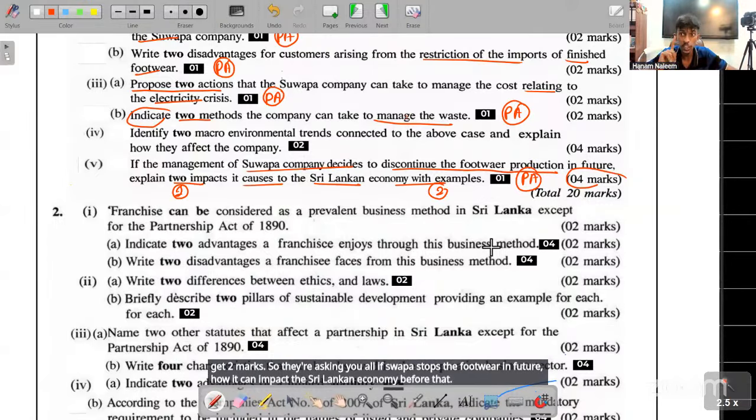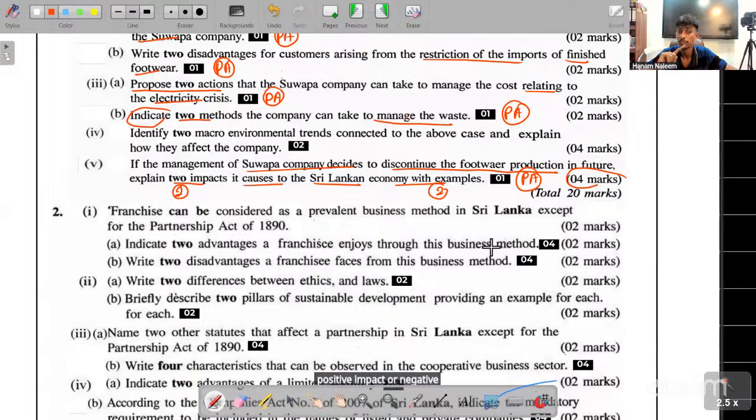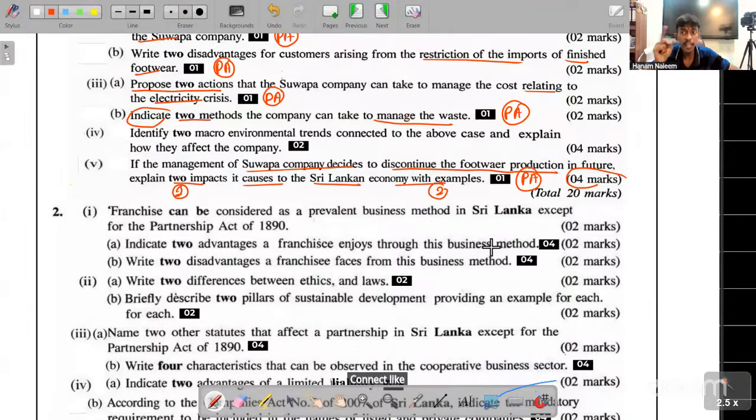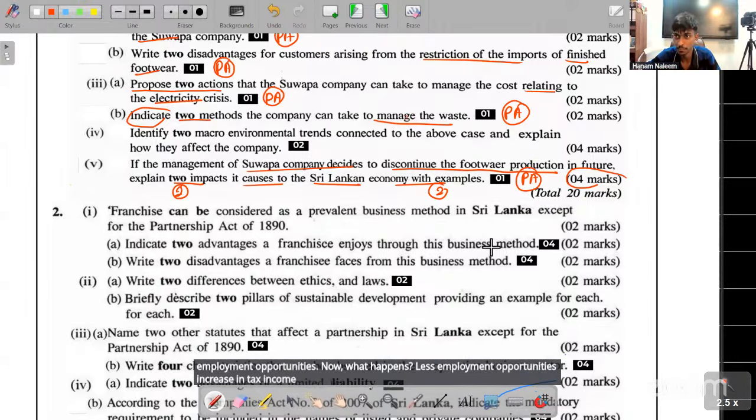Before that, positive impact or negative impact? Positive or negative? Negative, right? That means we are going to close a business in the future. Obviously, a negative. So connect like this. If you run a business, what's the advantage a country gets? Employment opportunities. Now what happens? Less employment opportunities. Increase in tax income. Now low tax income. Earlier, it will increase the living standard of people. Now it will reduce the living standard. Contribute to GDP. Reduce in the GDP.